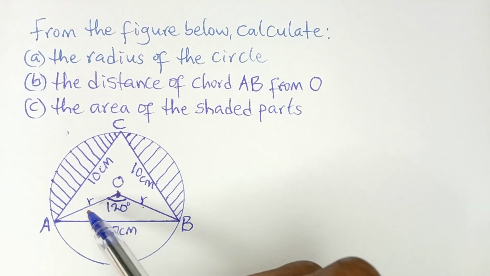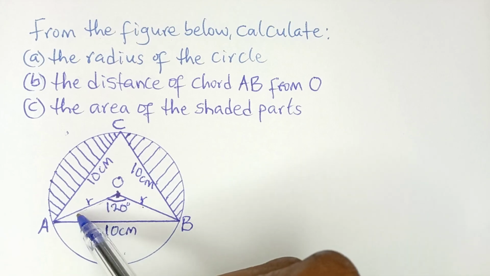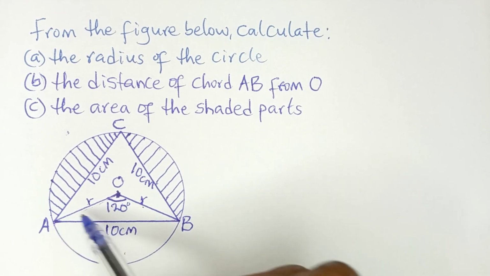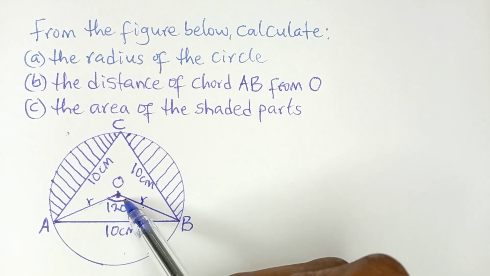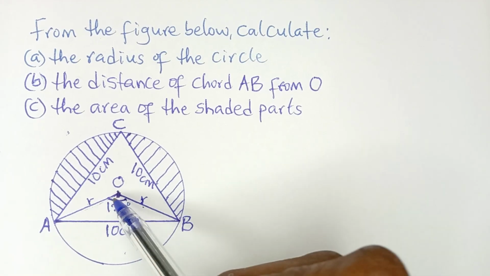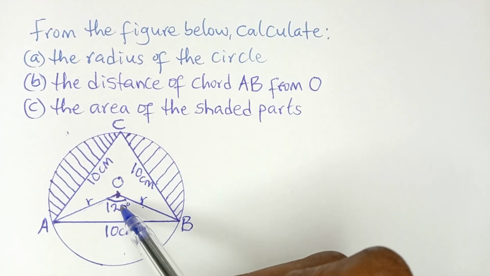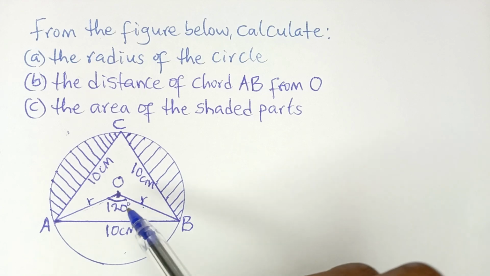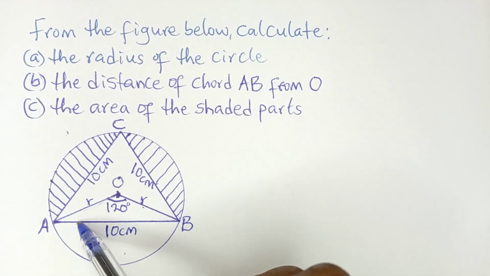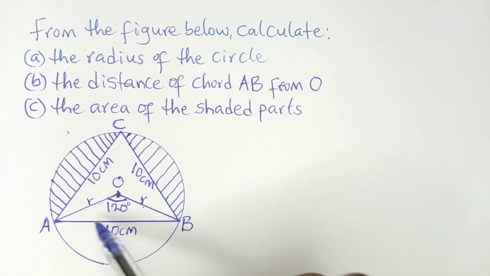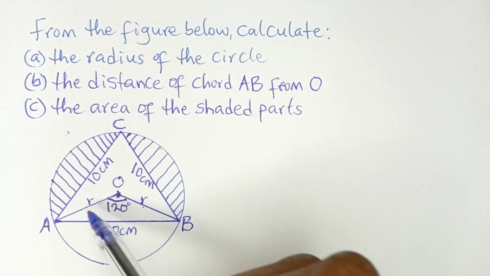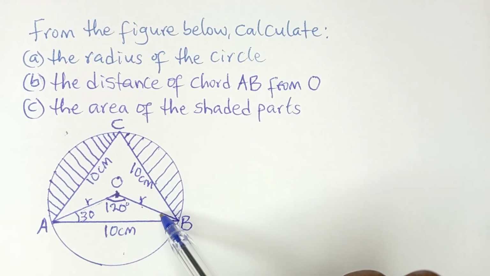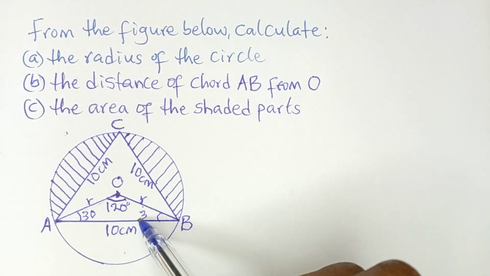So, you agree with me that these two base angles will be equal because the base angles of an isosceles triangle are equal. So, if this is 120, we subtract it from 180 because the sum of angles in a triangle is 180. So 180 minus 120 will give us 60. Now that 60 has to be shared equally between these two angles because they are equal. So 60 divided by 2 will give us 30 degrees. So this angle is 30 degrees, and this angle is also 30 degrees.